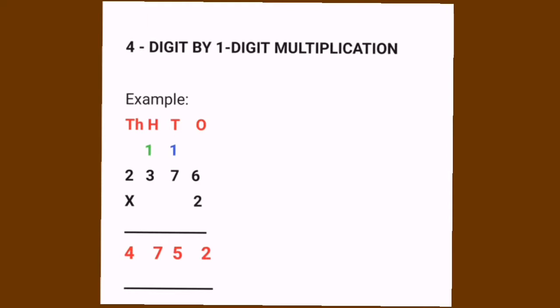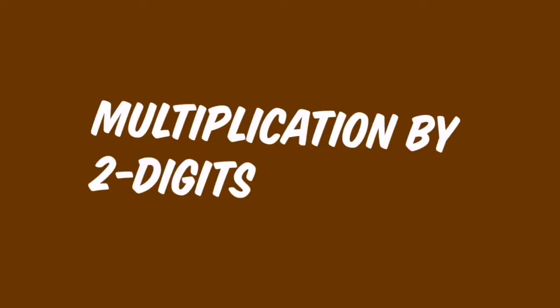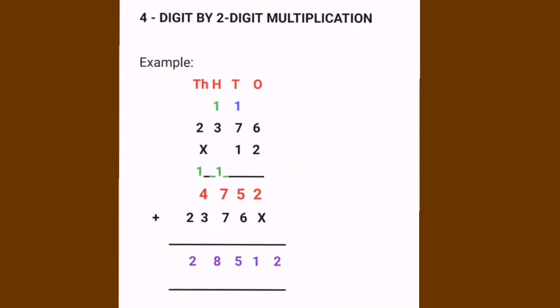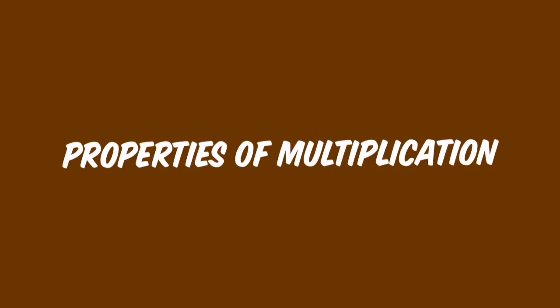2 twos are 4. Topic is multiplication by 2 digits. Let us take an example of 2376 multiplied by 12. First we have to do multiplication with 2, that is 4752, and next with the 1. While doing with 1, we have to leave the ones place and put the numbers from the tens place. Finally, we have to add both the numbers and the answer is 28,512.